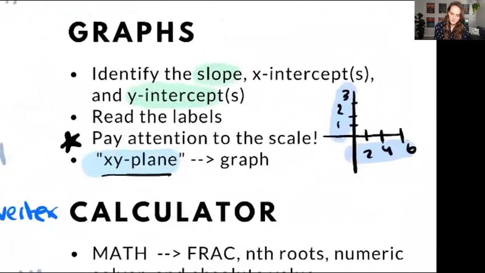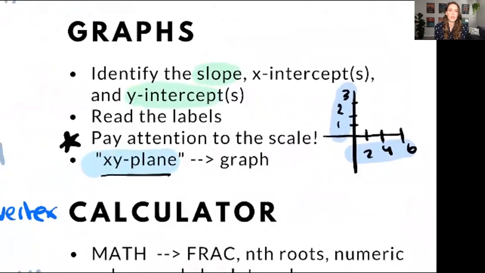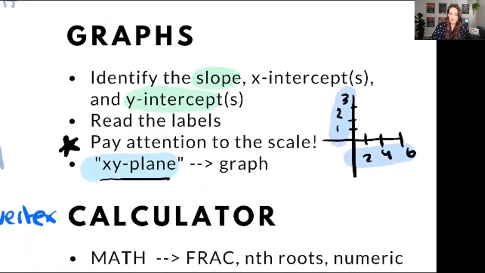So for graphs, you always want to identify the slope, the x-intercept, and the y-intercept, which means that if they give me a graph, before I even read the question and see what they are asking for, I'm looking for my slope and my y-intercept. I'm always reading the labels too and paying attention to the scale. If you forget to pay attention to the scale and you're solving for the slope graphically by just looking at the graph, you could get the wrong slope. And they love giving you graphs with different scales. So in general, for the slope, I solve for it.